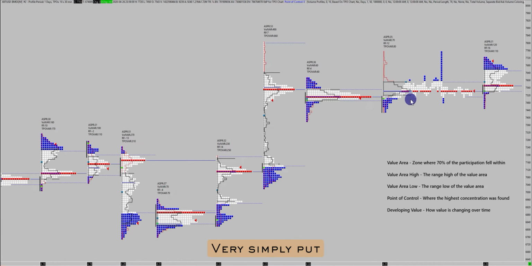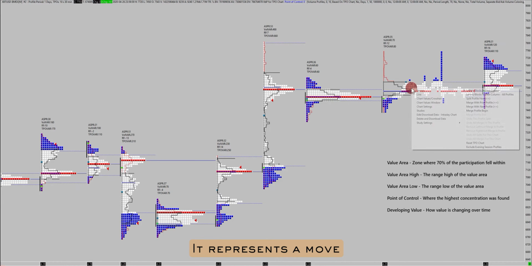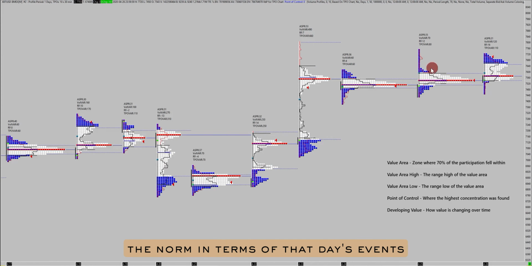Since this is a TPO chart, when we unravel this, it's where we spent 70% of the time throughout the day. Very simply put. Anything that's marked in blue represents essentially an outlier. It represents a move that is outside the norm in terms of that day's events. So the value area high is just the range high of that. If we're looking at a single daily session, the value area high is the high of that value area. And the obvious opposite can be said of the value area low, which in that case is the low of that structure.